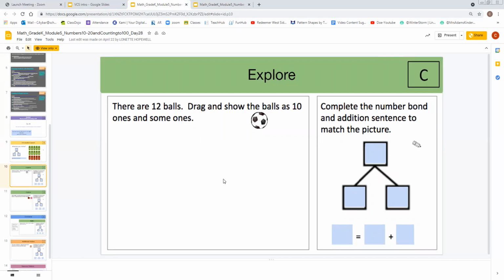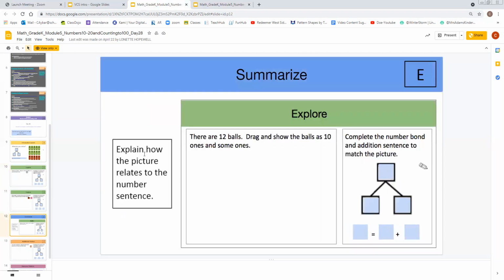So a couple of things become important here. We want to make sure that they do the 5 groups so that they have the 10 and then some ones. So it will be a group of 10 and a group of 2. And as they do the work here, we want them to do the 10 and some ones, the some ones being 2. So this is how we decompose the number 12. Again, the summary slide here. Explain how this picture relates to the number sentence and the number bond.